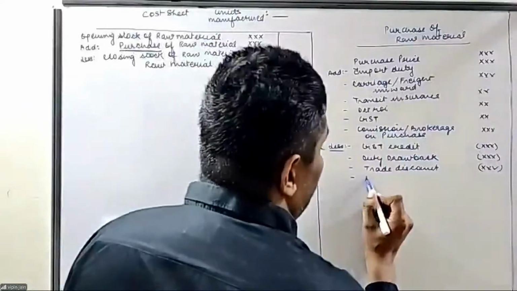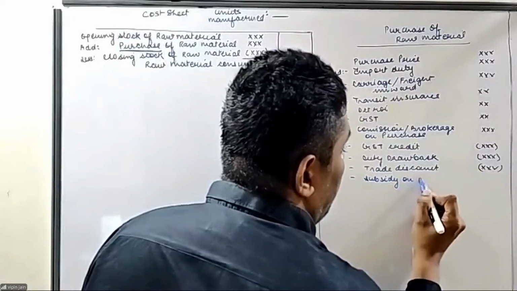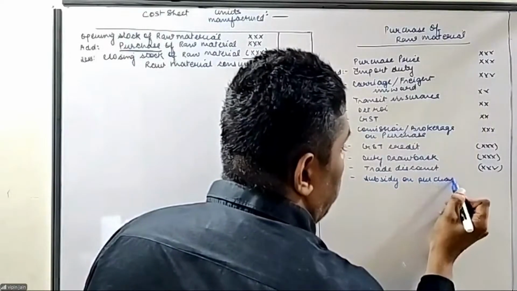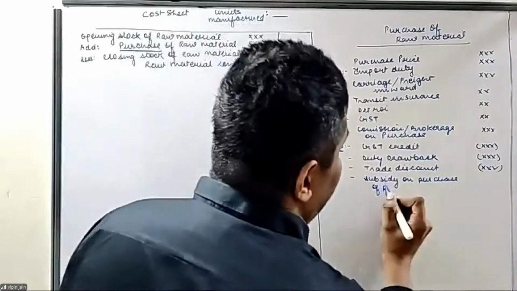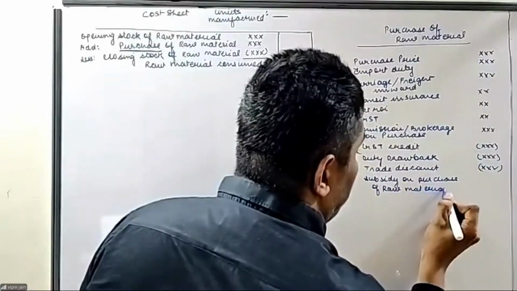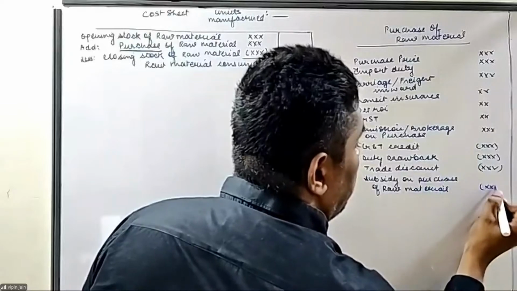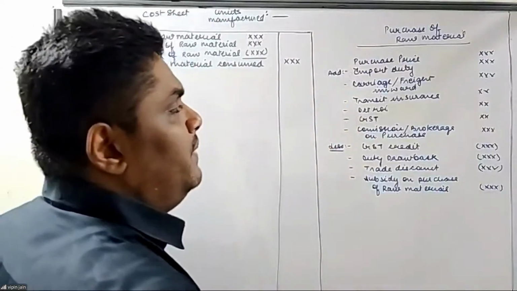Subsidy on purchase of raw material. In short, we are purchasing the raw material at a discounted price. So subsidy, if any paid on purchase of raw material, it will be deducted.